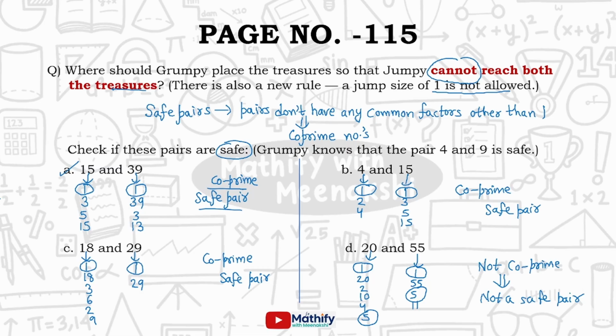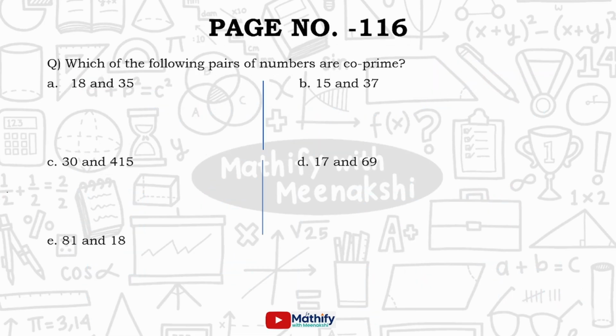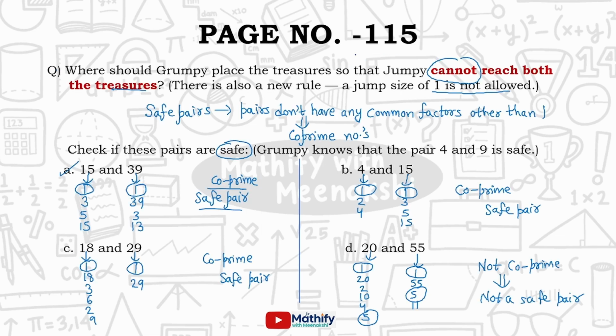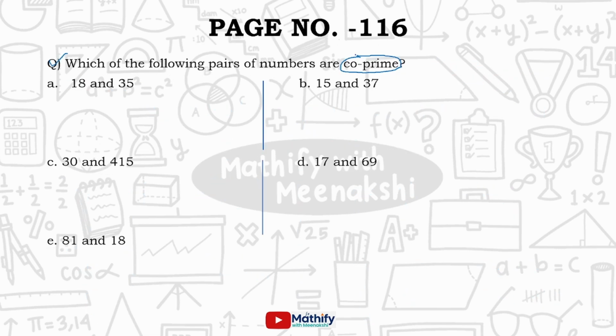Now let's move to the next question, and that's on page number 116. Again, it's not a figure-it-out, it's a normal question on page number 116. Which of the following pairs of numbers are co-prime? In the previous page they asked indirectly, but here they ask directly using the word co-prime. So again you will do the same process.